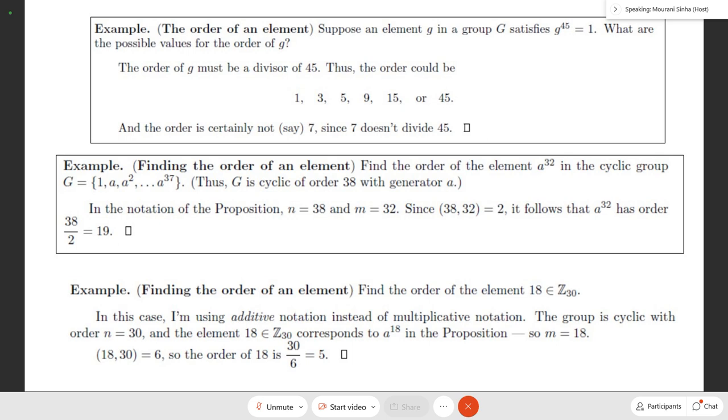Or here, what they have done, they are saying that the common factor of 18 and 30 is 6. 18 is the element and 30 is nothing but the total number of elements. And then they are dividing 30 by 6 and they're getting the order as 5. So that's up to you, whatever way you want to go about it. Anyone having any question in this?